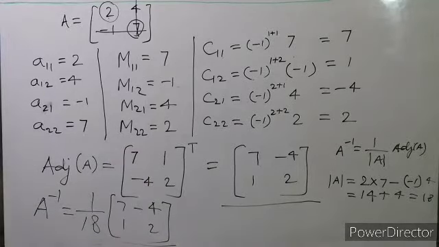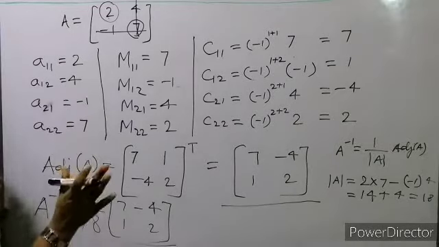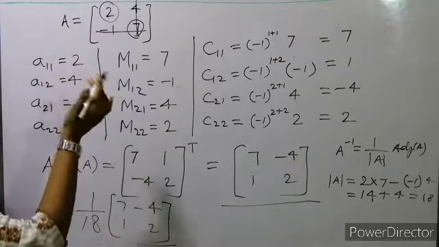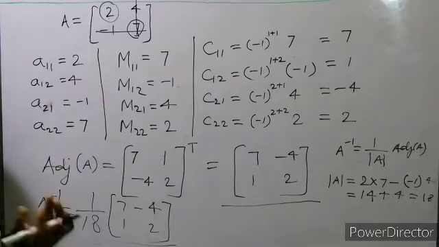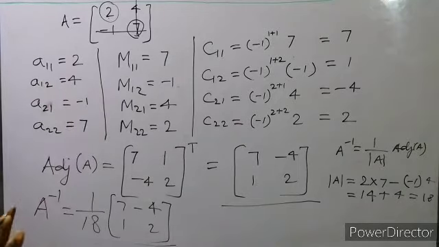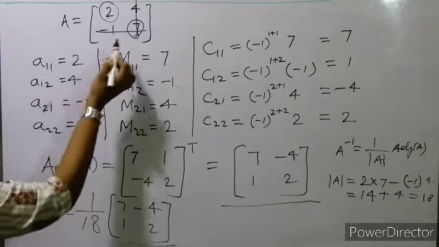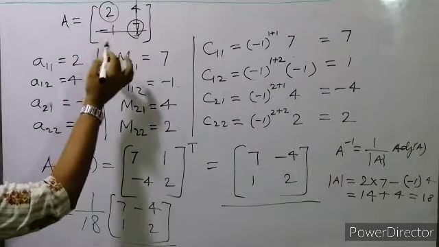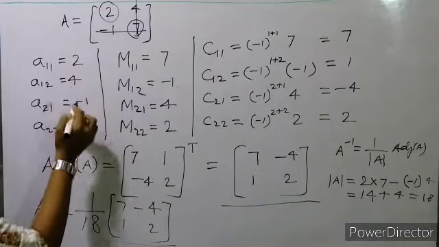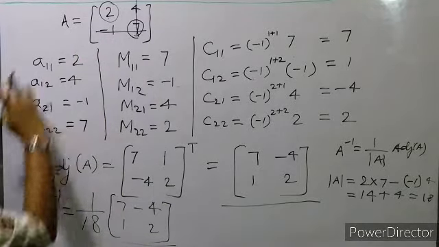Okay, so once you find out, just write down. I'm repeating this sum again. This is a very simple sum. So to make you understand better, I've taken a 2 by 2 matrix. Okay, so 2, 4, -1 and 7. These are the elements given.